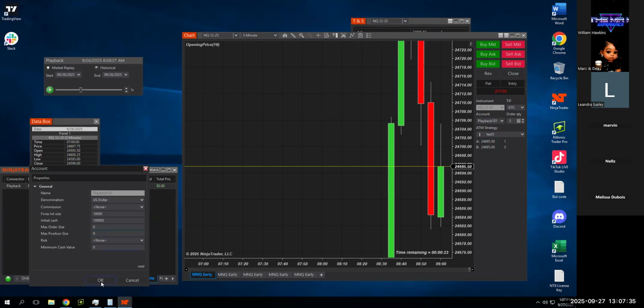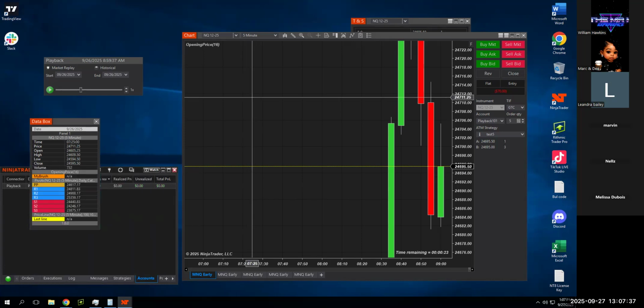And next time I'll load up a micros chart just so the numbers could be a little bit easier to understand. But yeah, I only downloaded the minis.